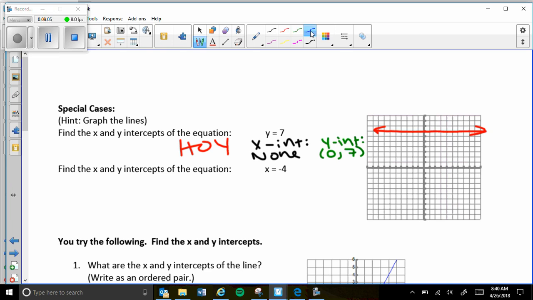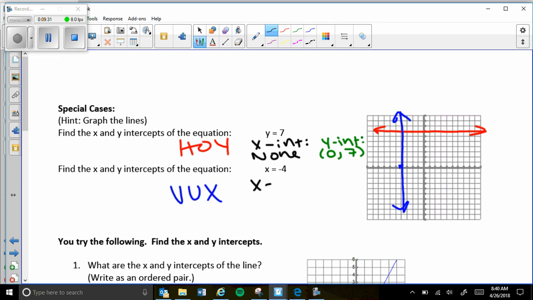All right, and then our next one says, find the x and y intercepts of the equation x equals negative 4. So what type of line is this? If I have an x equals a number line, thus, right? Vertical line, undefined slope, x equals. So I have a vertical line at negative 4. 1, 2, 3, 4. Draw my line.